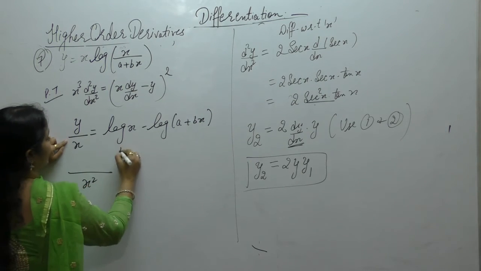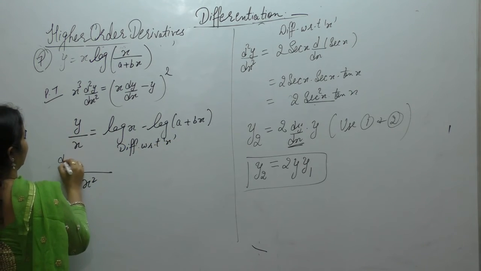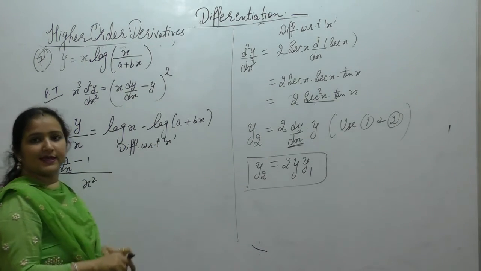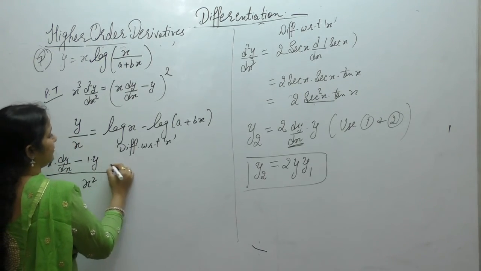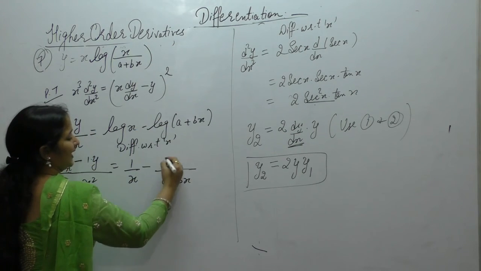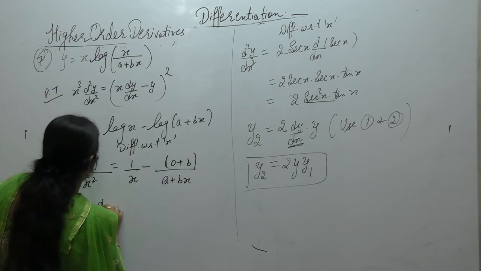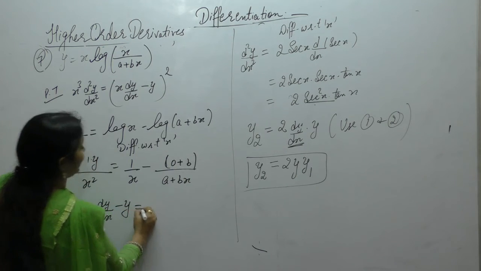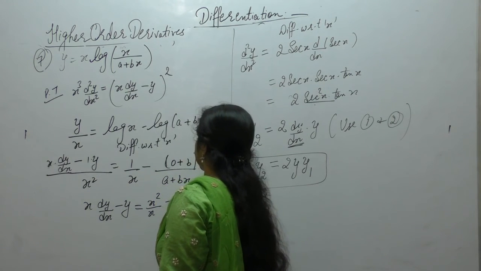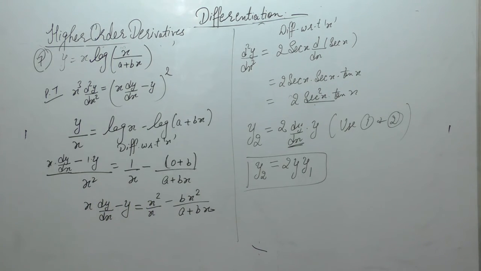U upon v rule here: v square, u dash derivative of y into v minus v dash, the derivative of x is 1. U as it is, 1 into y, derivative of log of x, log of this term, derivative of a is 0, bx is b. Is it clear up to here? So what we get, x dy upon dx minus y, this x square goes here, x square upon x minus bx square upon a plus bx.